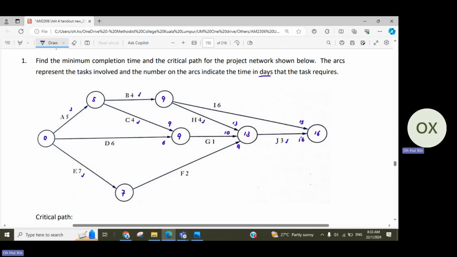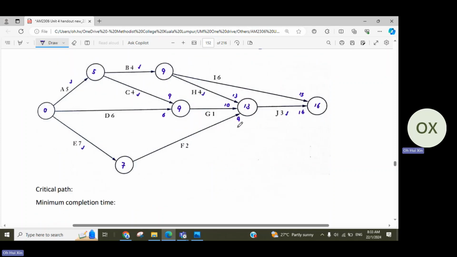So now you start to backtrace. You can see J. Before J, the tick is at H. Before H, the tick is at B. Before B, the tick is at A. So your critical path will be A, B, H, J. Okay, so that's how we write down the critical path. For the minimum completion time, it will be the time that we write in the last checkpoint. So we have 16 days.